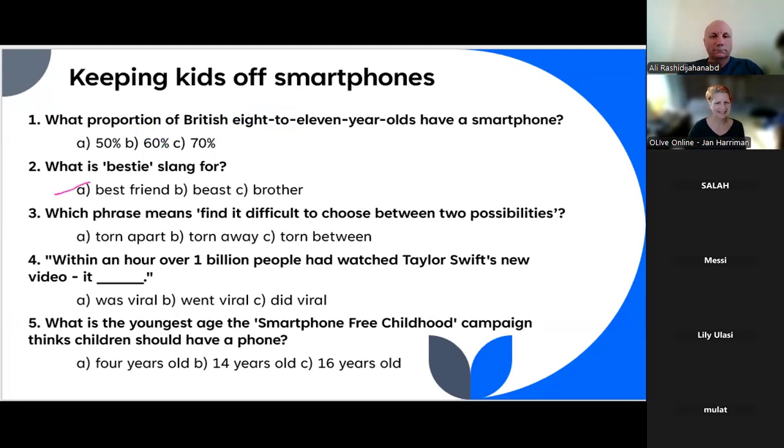Right. Got a couple of ideas. Okay. Yeah. Okay. Very good. Let's look at these. So we've all got bestie. That one's easy. Have we all got find it difficult to choose between two possibilities? Yeah, torn between. Really good. And what's the correct form of something viral? Is it was? Did? Yeah. And really good.